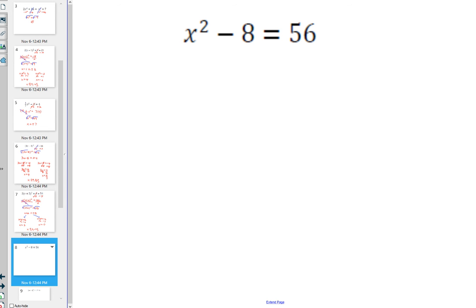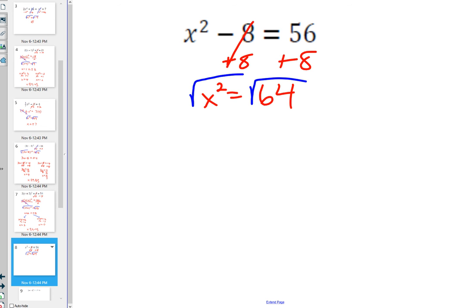What'd you get, Donnie? X equals 56? Okay. Eventually, but not at the beginning. Plus 8 comes first. Yeah. And since x squared is equal to 64, what's the square root of 64?